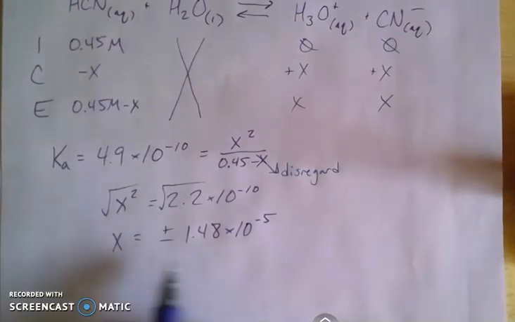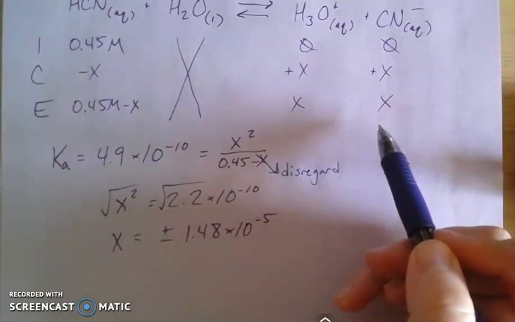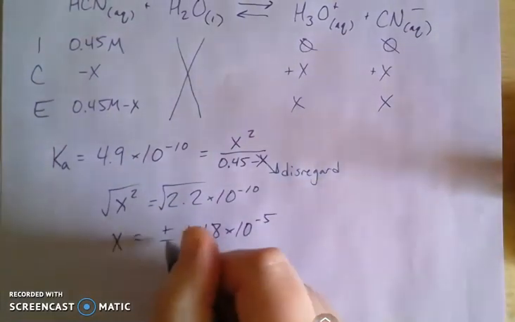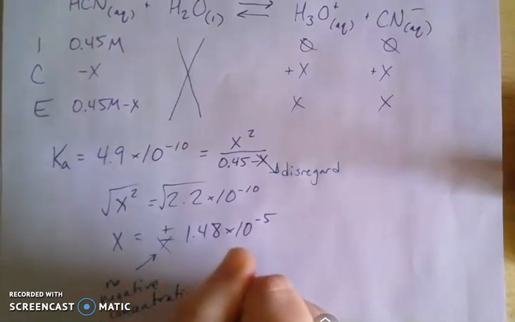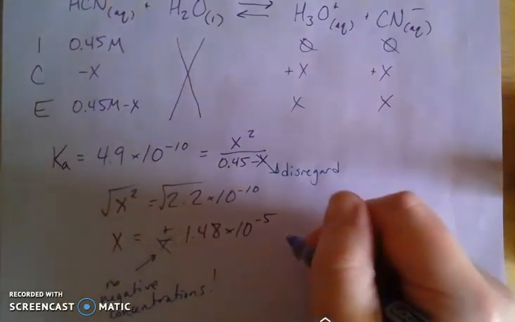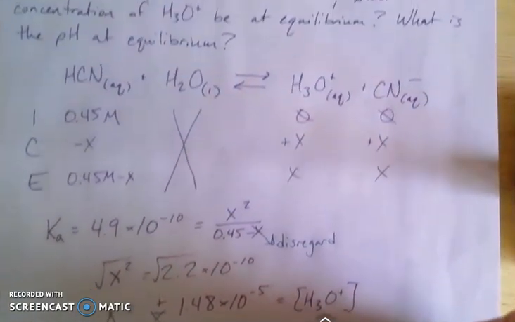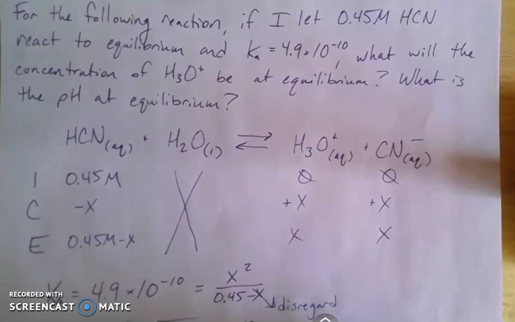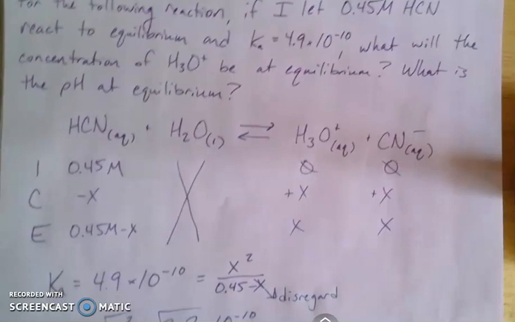Now we know that this value X represents actual physical things. In this case, it represents the concentrations of my products at equilibrium. So we know that this concentration can't be negative. So we really only have one answer that's possible within physical parameters, and that's my plus 1.48 times 10 to the negative 5th, and this is equal to my hydronium ion concentration. Now that answers the first question here, which is what will the concentration of hydronium be at equilibrium? Well, I figured that out. It's that 1.48 times 10 to the negative 5th.